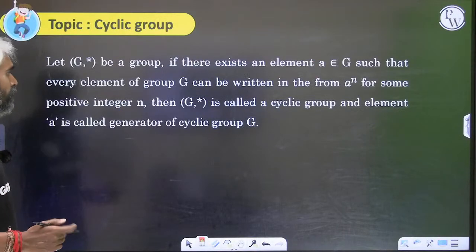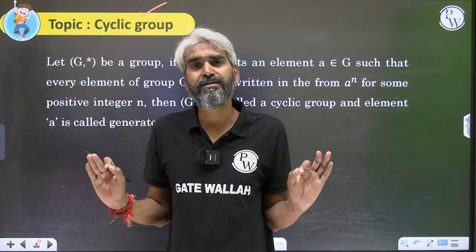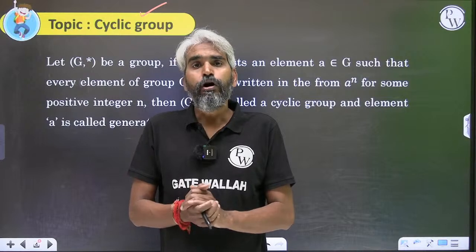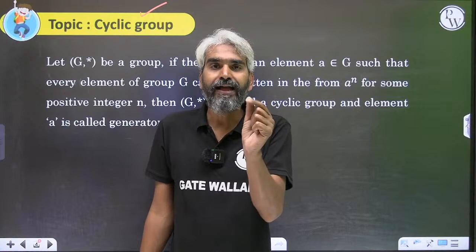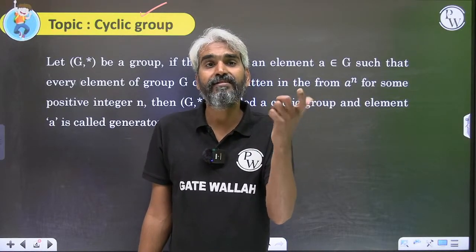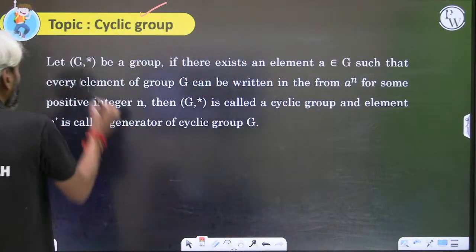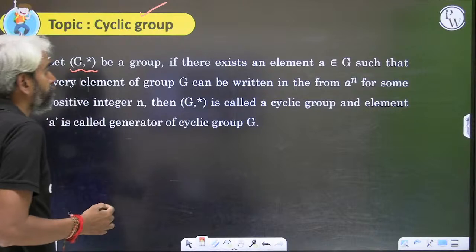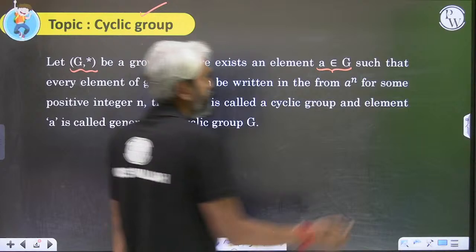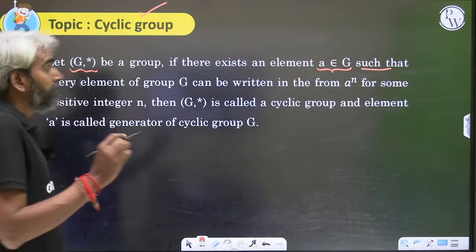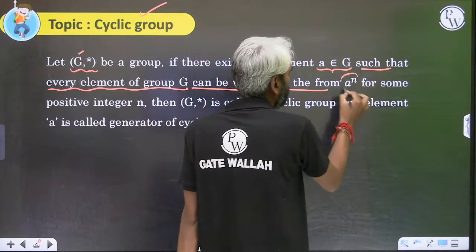Okay, so let's begin and try to understand the concept of a cyclic group. A very simple definition. What actually is a cyclic group? If all the elements of the set of the group can be generated by some of the elements of that set, then that particular group will be called a cyclic group. Let G, asterisk be a group. So G is your set. If there exists an element A in the set G such that every element of group G can be written in the form A raised to the power n.